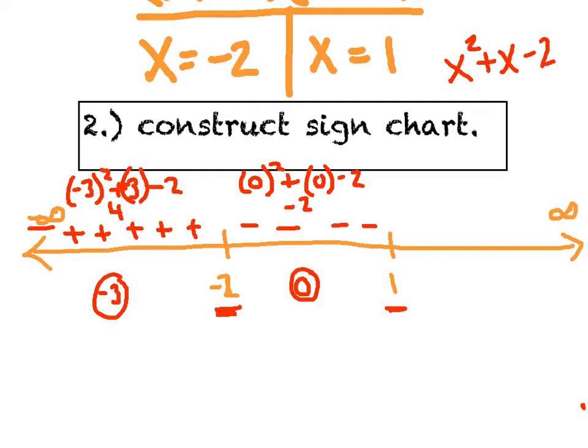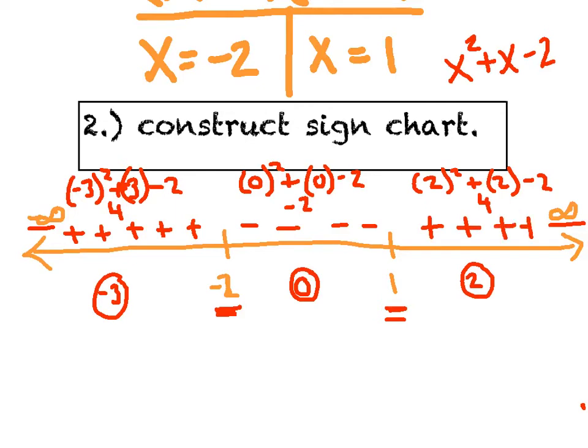Last but not least is our third interval that starts at 1 and ends at infinity. A nice number within that interval is a 2. Substituting the 2 into the original equation, we ended up getting 4 plus 2 is 6, 6 minus 2 is a 4, and again we got a positive answer.